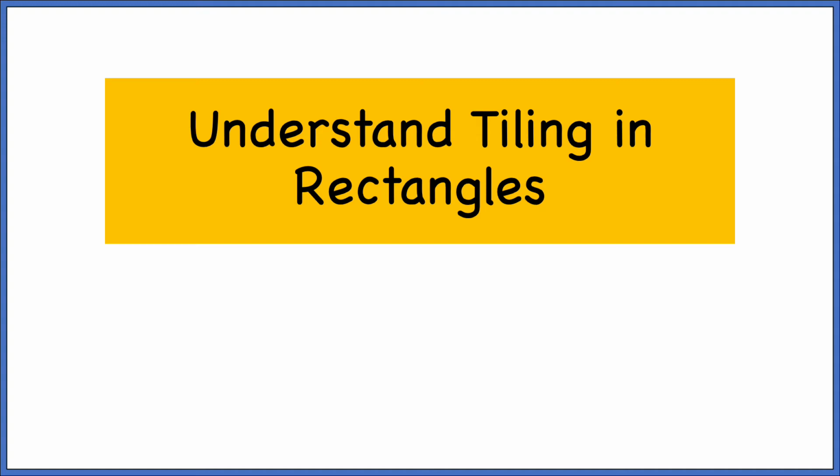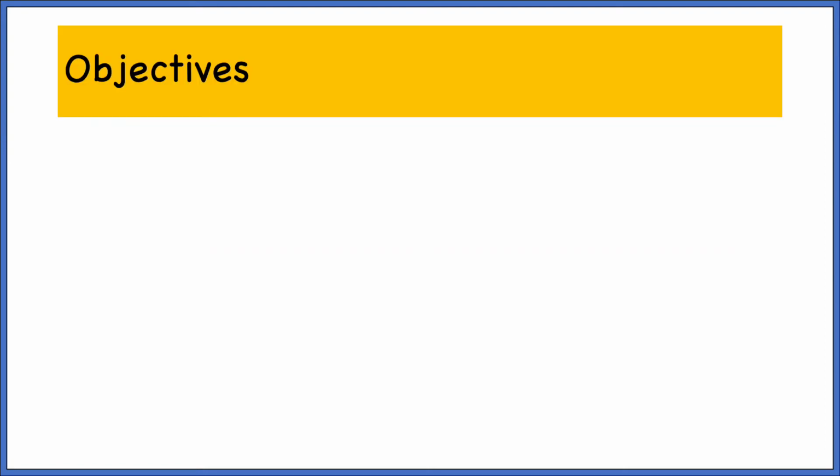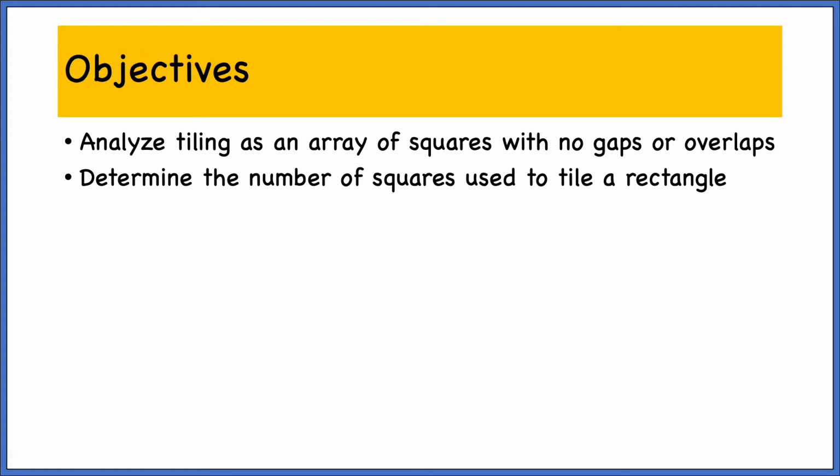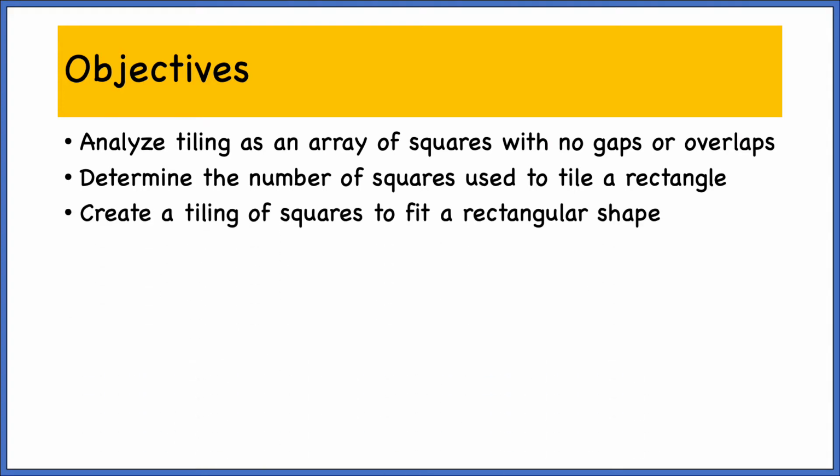Our lesson today is understanding tiling in rectangles. Let's begin. The objectives for this lesson: analyze tiling as an array of squares with no gaps or overlaps. Determine the number of squares used to tile a rectangle. And create a tiling of squares to fit a rectangular shape.